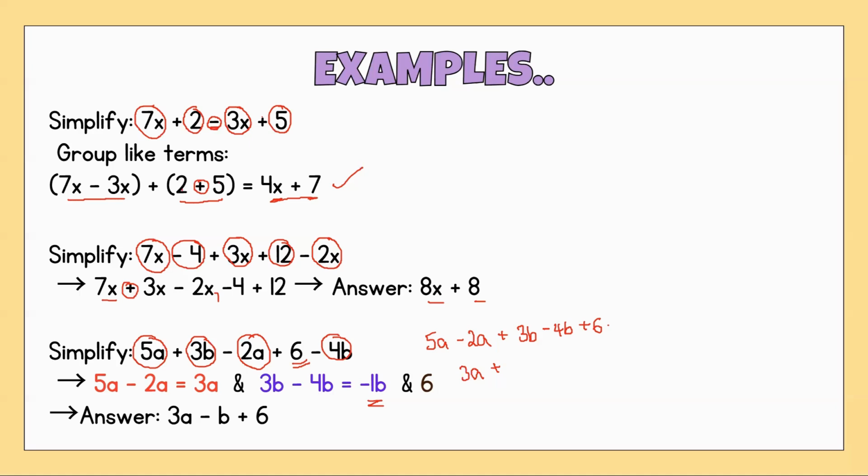So minus 1b plus, now plus into minus. Plus into minus is minus, right? So 3a minus 1b plus 6 is your final simplified expression. Now, I hope you understood the concept, and let's move on to the next slide.